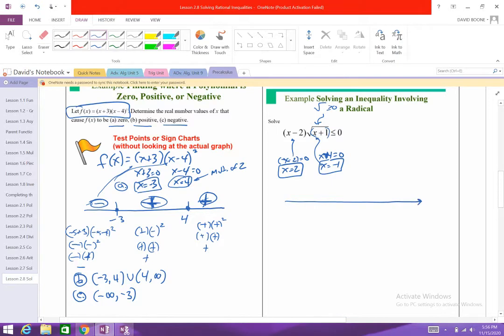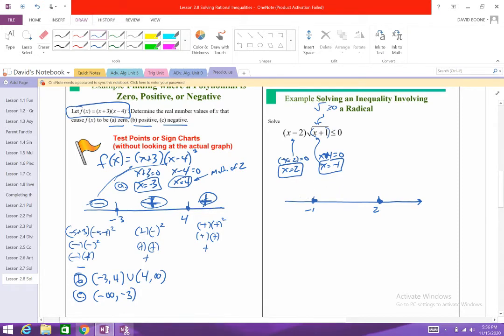So looking at the test point method, I've got a test point here at negative 1, where it's 0. And also at 2, where it is also 0. All right. So when we look at this graph now, we're going to take some test points and look at how they work in that equation.